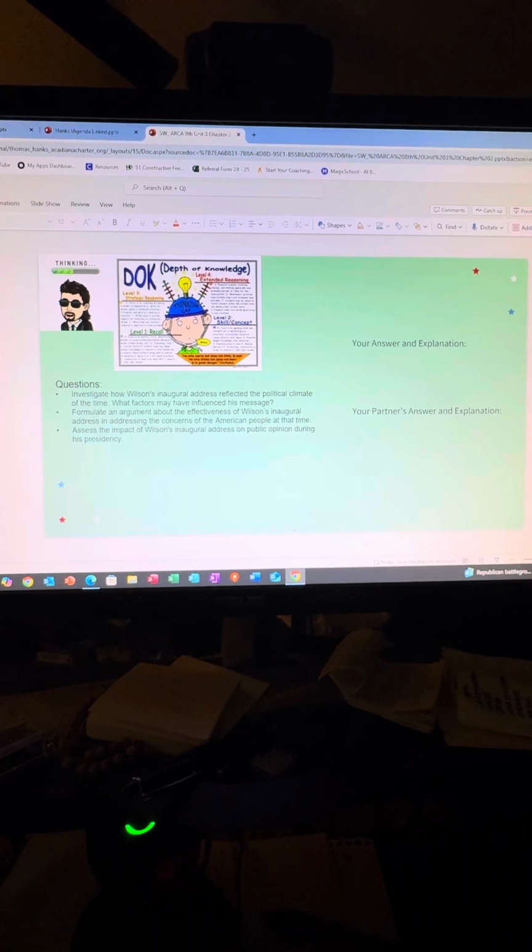Remember, this does take place a year before World War I's true breakout, so it addresses preparing for that. And the second one: formulate an argument about the effectiveness of Wilson's inaugural address in addressing the concerns of the American people at the time. So what do you think were some concerns of the American people? Like, oh my God, are we going to have to go to war because we're allied with some of these countries now? What's going to happen to us? You don't want a war to break out. War is the last thing you want to see happen.